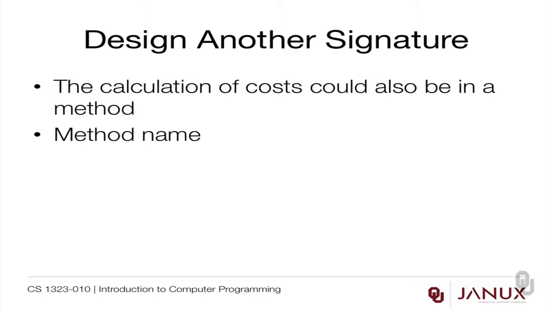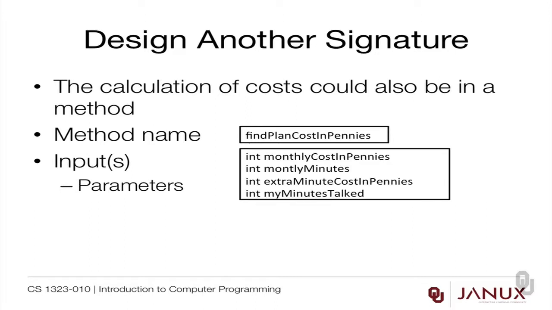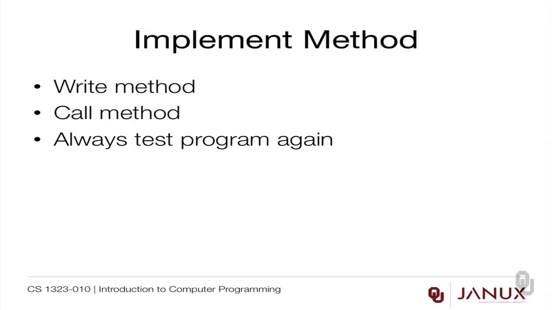Now let's design another signature and integrate another method. The calculation of costs could also be in a method. So the method name could be find plan cost in pennies. The inputs, which would be the parameters, would be our monthly cost in pennies, our monthly minutes, our extra minute cost in pennies, and the number of minutes that are talked. So those are the basic pieces that we would need to construct this. And the return type would be an int. Now the reason it's an int instead of a double is because we're finding the cost in pennies. And of course the method should still be public and static.